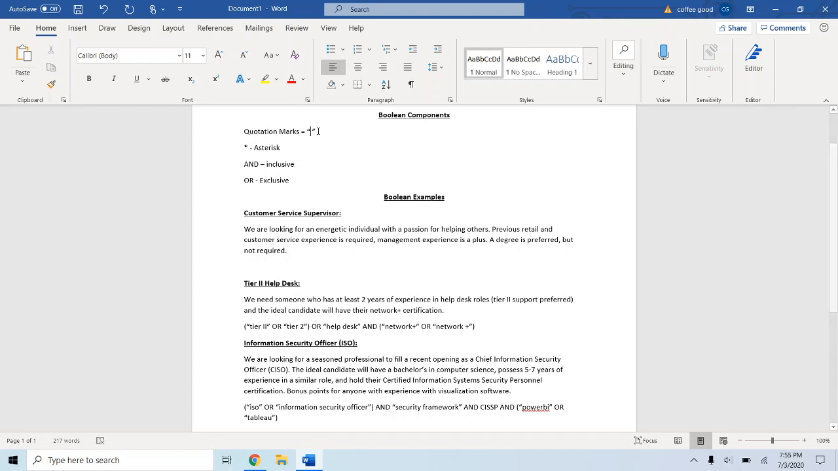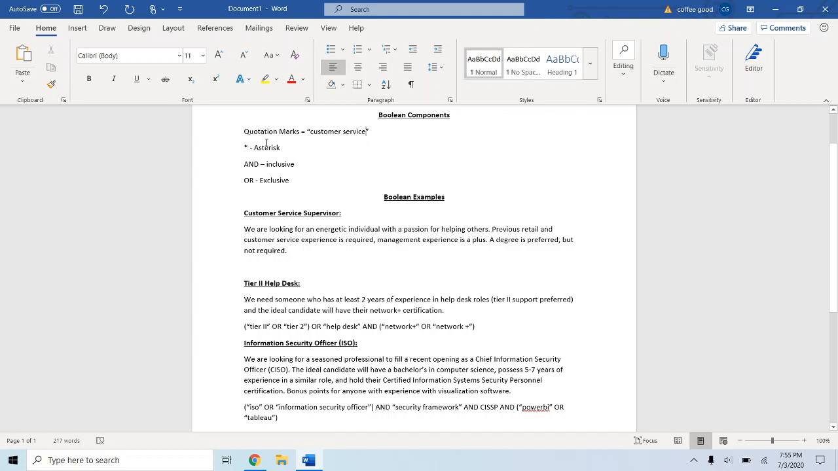This is often used for strings of text. For example, if you wanted to find the phrase customer service, you would type in "customer service" in quotes. This way you will find customer and service together with a single space in between, exactly what is in between the two quotes.